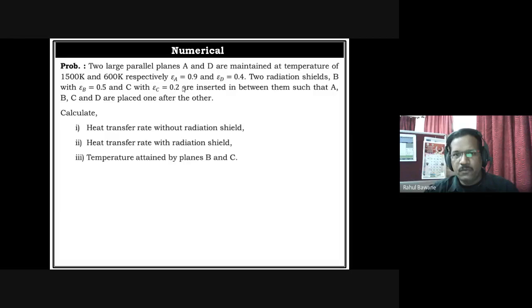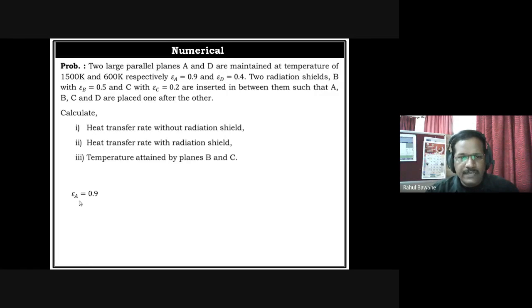Now, one point you must note: all have different emissivity, so we can't use that generalized form. That is only applicable when all have the same emissivity. And it is asked to calculate the heat transfer rate without radiation shield, second, the heat transfer rate with radiation shield, so we have two radiation shields in that case, and the temperatures attained by planes B and C. Obviously a radiation shield will attain some temperature, so we have to calculate the temperature of that inserted radiation shield.